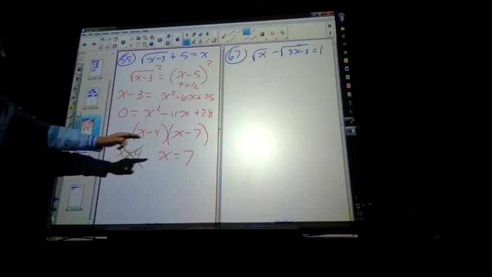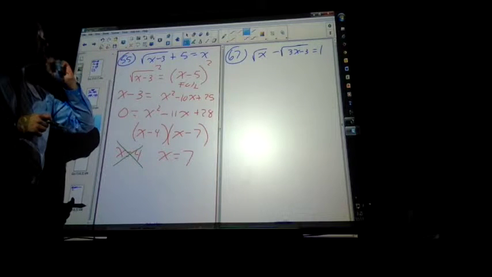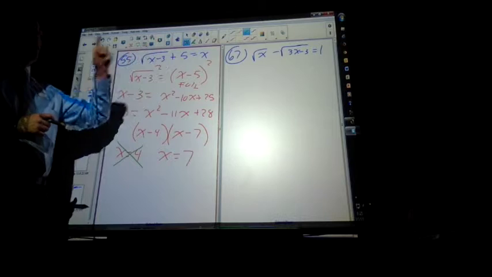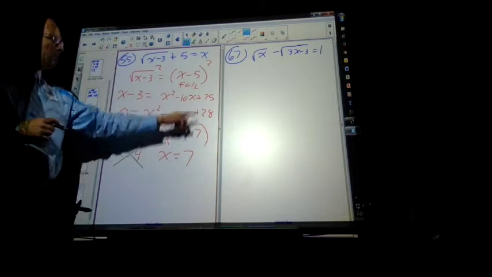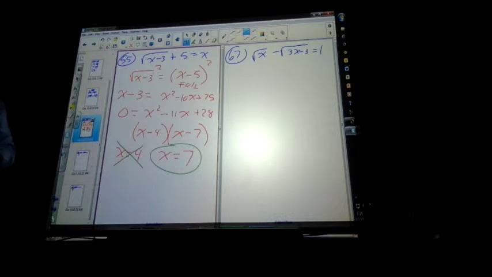Okay, see if 7 works. 7 minus 3 is 4. Square root of 4 is 2. 2 plus 5 is 7. If I plug 7 in for x, does that still work? So this is an extraneous solution situation, whereas x equals 7 is the only one of the two solutions to work.